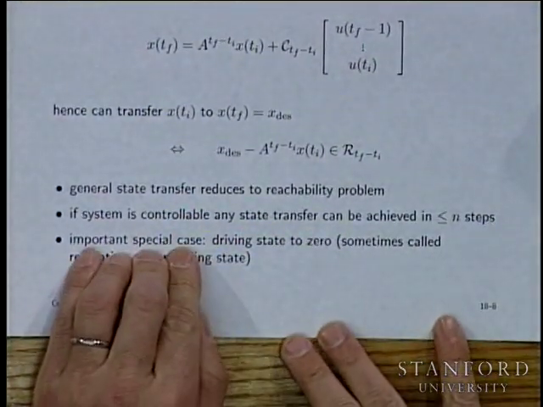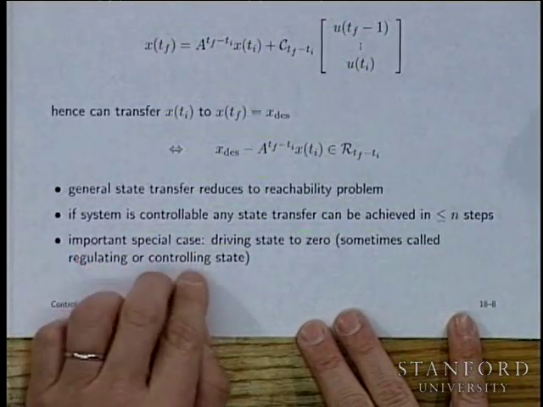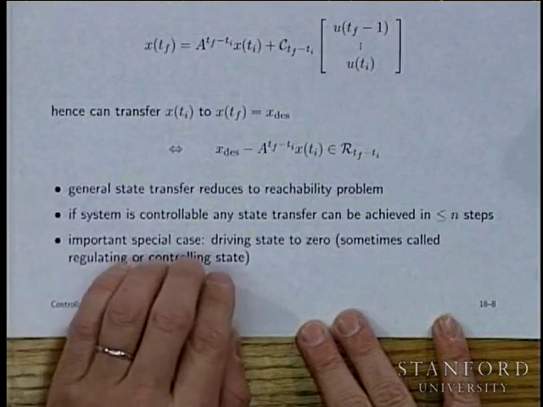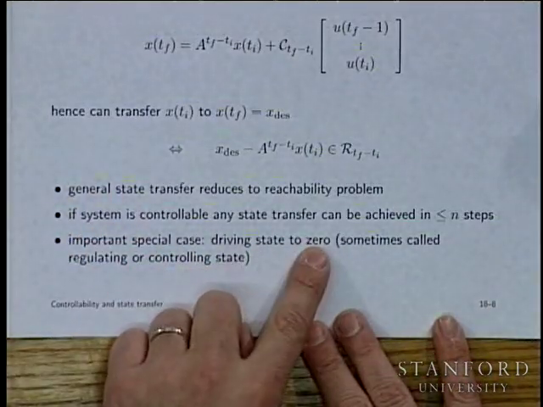Now, there's a very important special case. Some people think of it as the dual of reachability, and sometimes people call this controlling. If you distinguish between reaching and controlling, that's this: driving a state to 0.